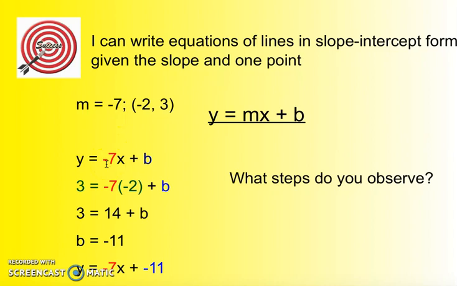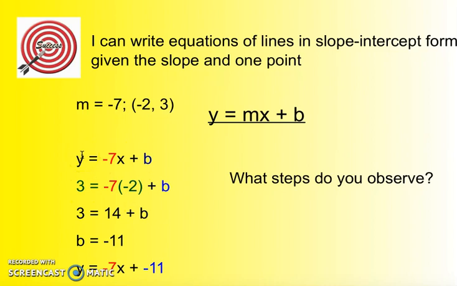So first of all, I notice that the -7, it's in red, and I notice that it was plugged into the equation, and since it represents slope, it was plugged into the spot where slope is. So I'm assuming that's going to be step number 1 then. So we plug in slope, and then step number 2, I notice that this -2 and this 3 is now in green, and I notice that it was plugged in for x and y.